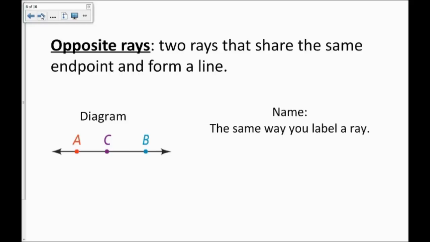Okay, so here I have a line with 3 points on it, and on here I can identify some opposite rays. First of all, the ray that starts at C and goes in the direction of A, the way I label that is by saying the endpoint, then a point on the ray, pointing to the right. The ray starting at C and going in the direction of B would again be labeled C, the endpoint, and then the direction is B. So the opposite rays are CA and CB. You label them just like you do a ray.